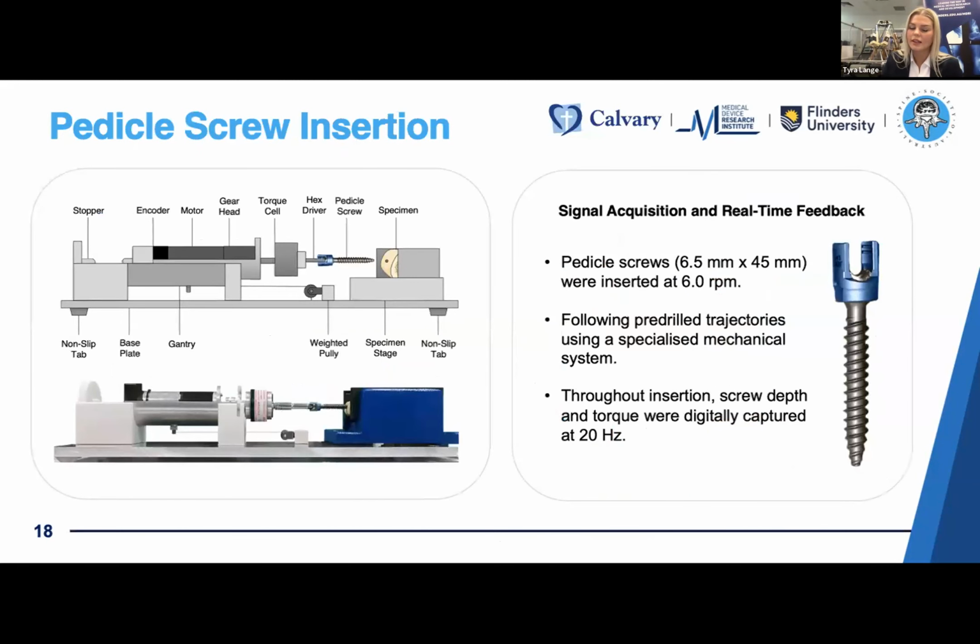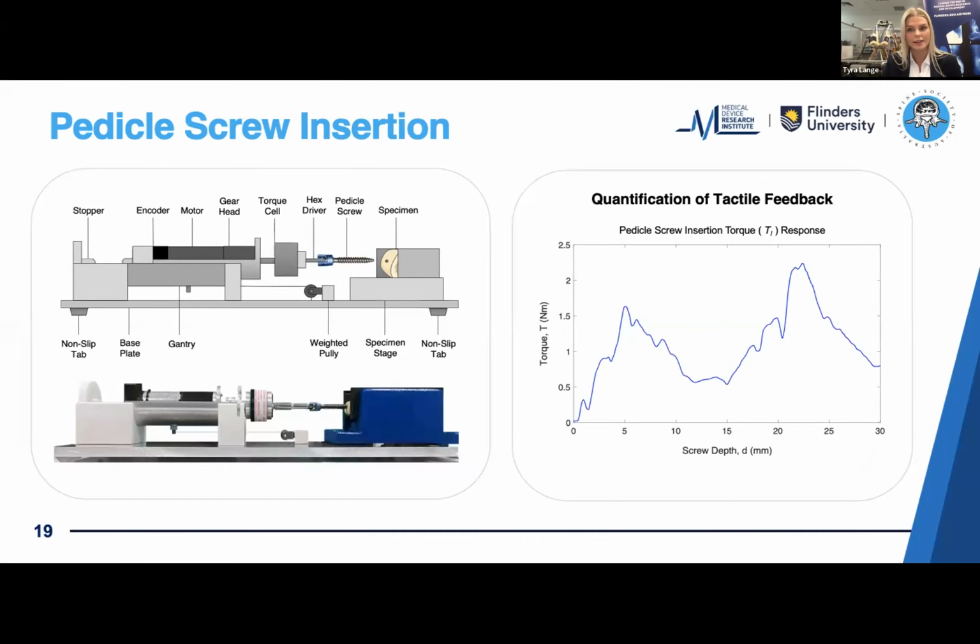Pedicle screws were then inserted at 6 RPM following the pre-drilled trajectories utilizing the specialized mechanical system alongside. And throughout this insertion, the screw depth and torque were digitally captured at 20 hertz. And as such, the tactile feedback could be quantified. So it's hypothesized again that these insertion torque peaks are the dense cortical walls. We see the first wall and the second wall. The distance between these insertion torque peaks was then calculated and termed D peaks.